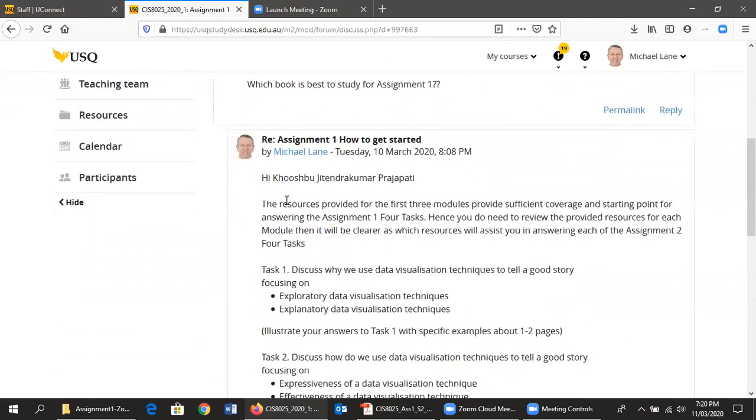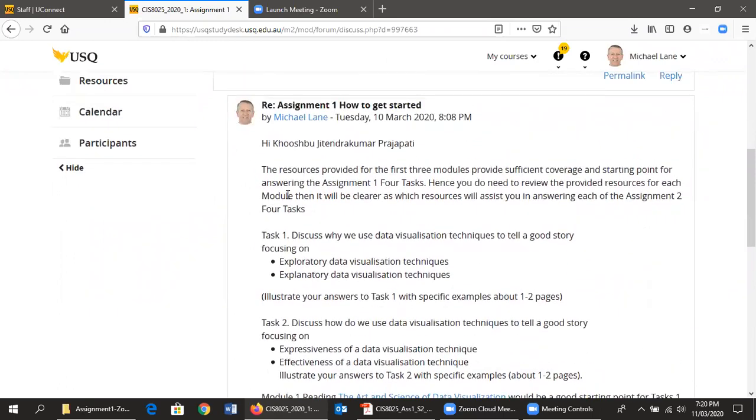So here I've endeavoured to answer the student's question. The resources provided for the first 3 modules provide sufficient coverage and a starting point for answering Assignment 1's 4 tasks. Hence, you do need to review those provided resources for each module, and then it will be clearer as to which resources would assist you.